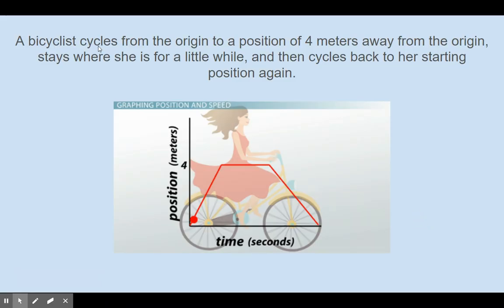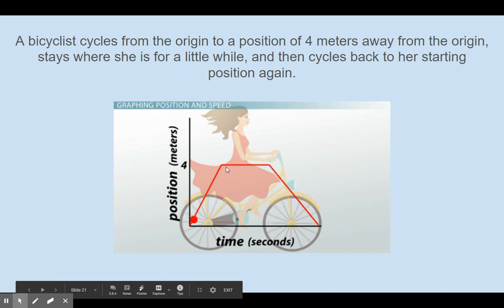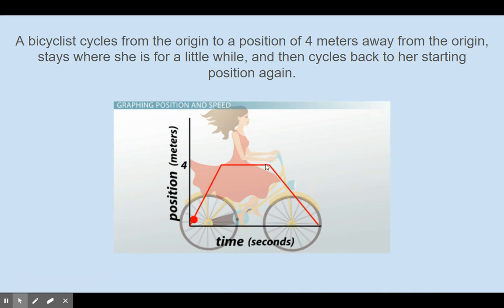A bicyclist cycles from the origin to a position 4 meters away. So she starts here and she's traveling at a constant speed 4 meters away. Stays where she is for a little while. Maybe she's sitting at a park bench, I don't know. Well, it's in seconds, so it all happened pretty quick. So she just stayed where she was for a little bit. And then cycles back to her starting position again. And you know she's going back to where she started because it's going back to the 0 position mark.